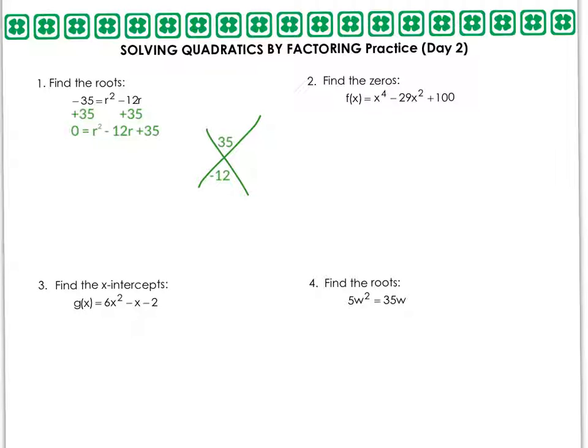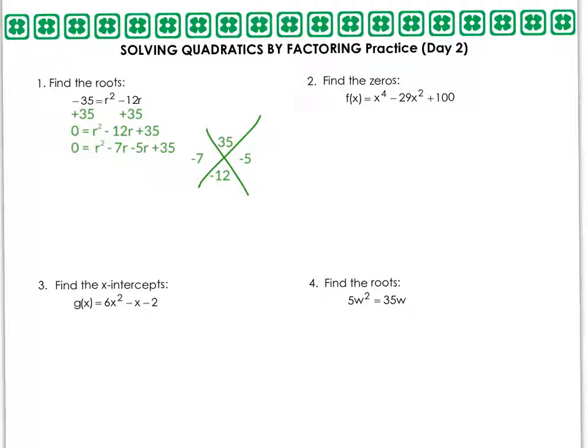Well, I know that they need to both be negative since the product has to be positive, but the sum is negative. So I'm thinking negative 7 and negative 5. And remember, if you have trouble with those, you can always list out the factors of 35 and then go through to determine which ones are the right fit. Okay, then in the next step we get 0 equals r squared minus 7r minus 5r plus 35.